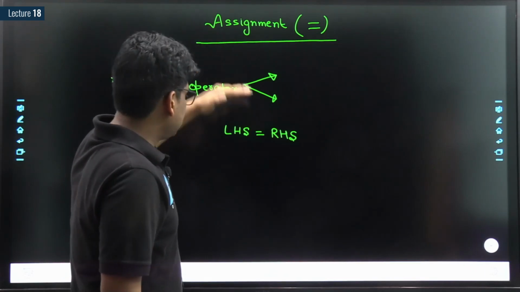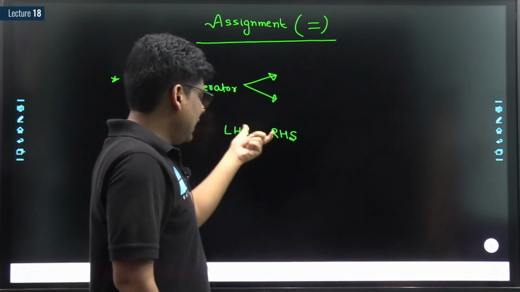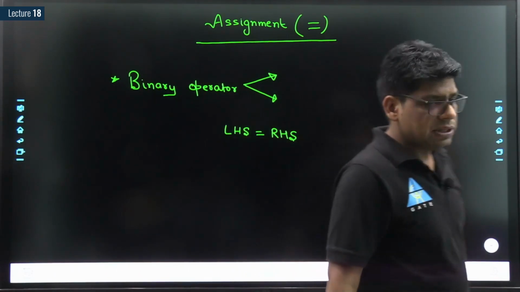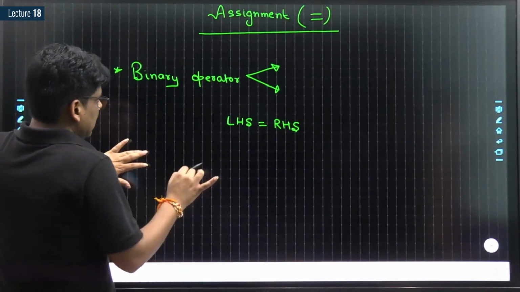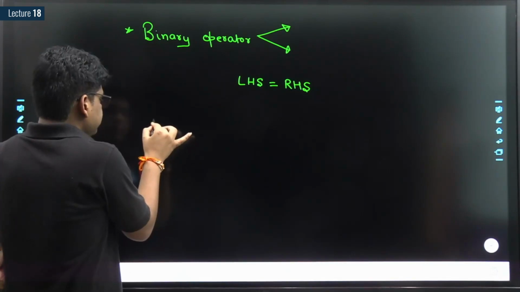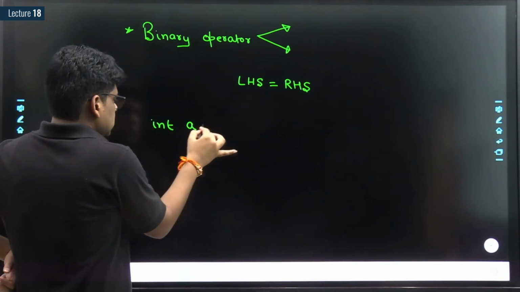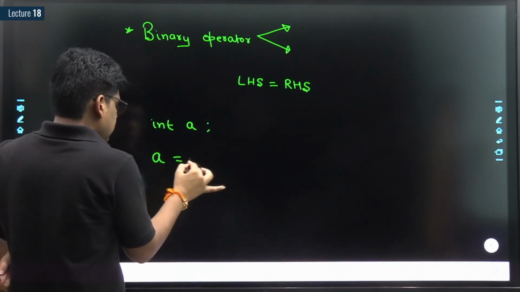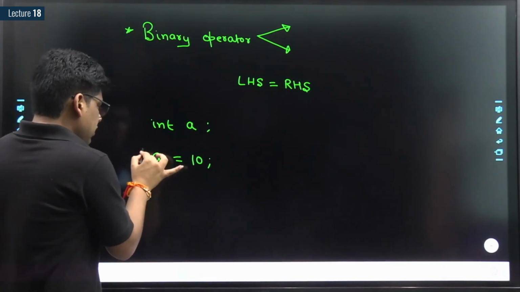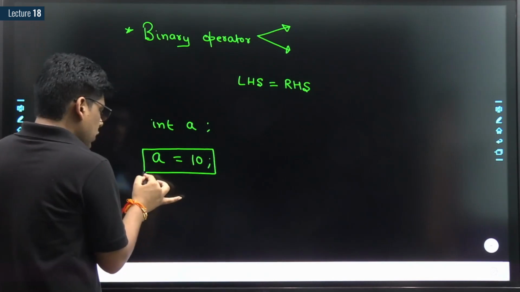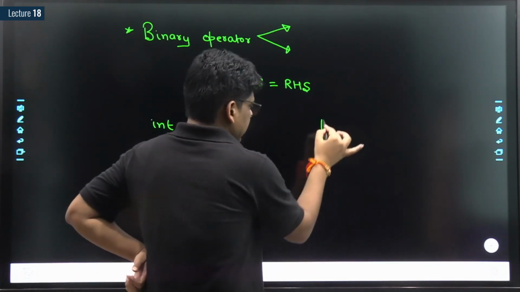How does an assignment statement look? It is LHS is equal to RHS. What does an assignment statement do? Okay, let's try to understand how things will work out. This is our assignment statement. How are things working?